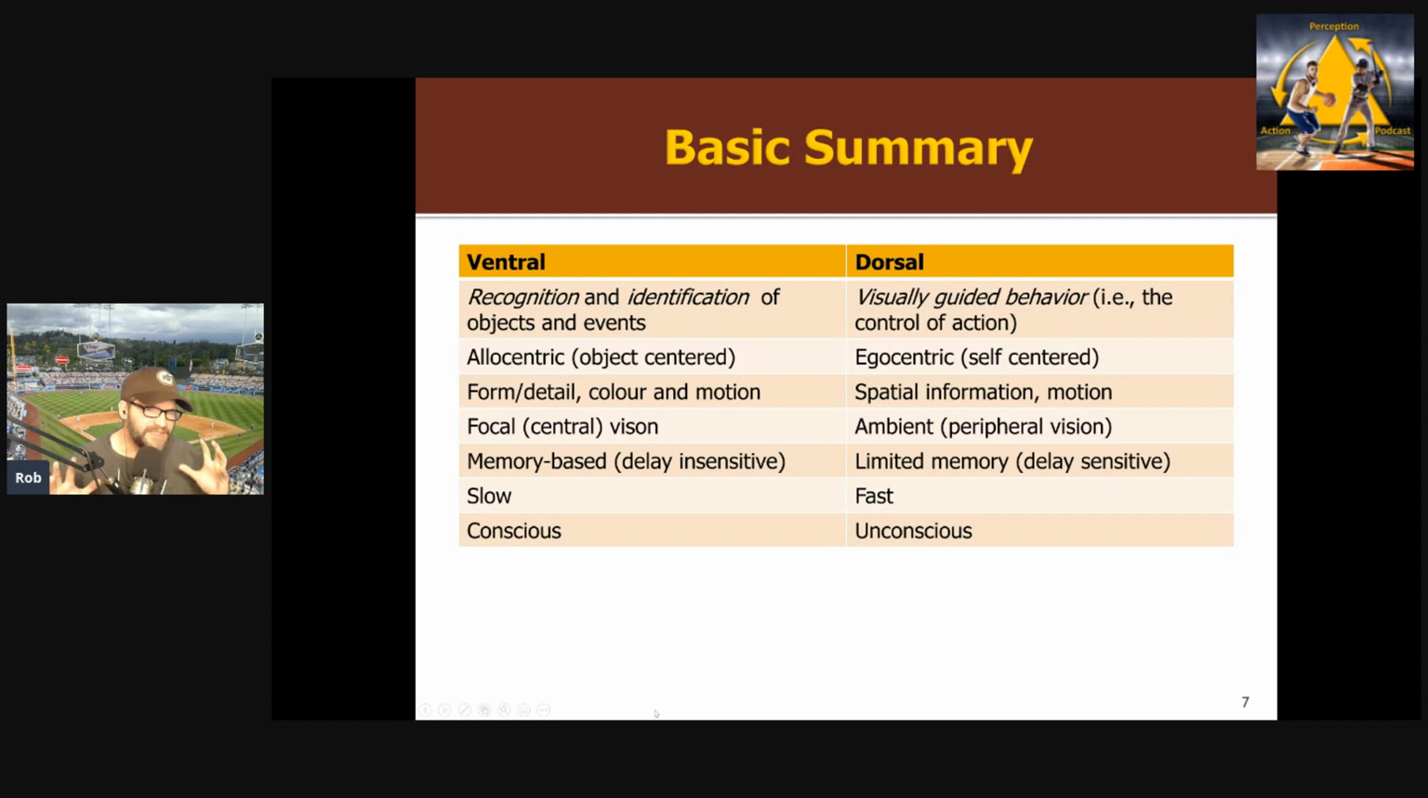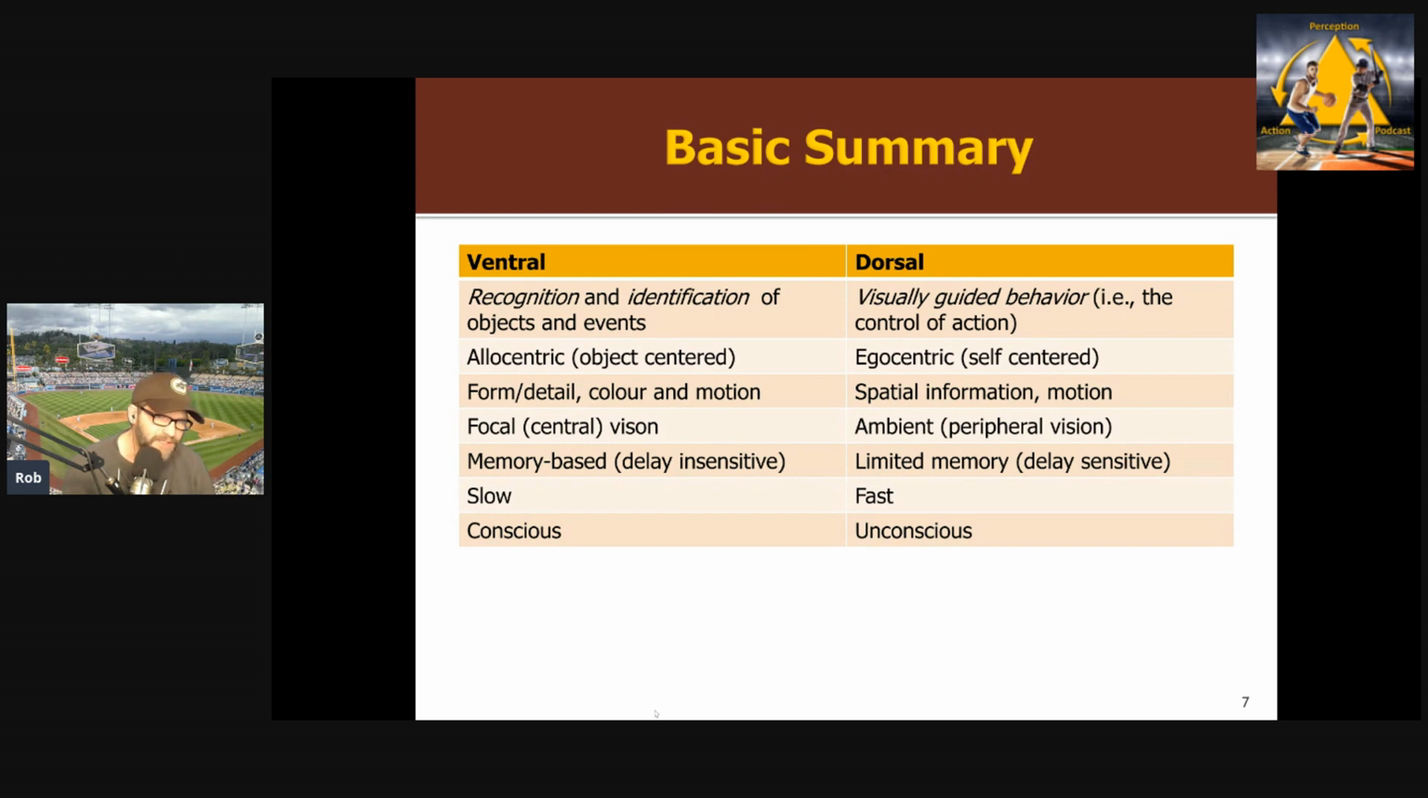The ventral stream is focal, right? It's talking about central vision, right? High resolution central vision. The ventral stream is memory based. It brings in memories. That's how you recognize things, right? By pulling in memories. For that reason, it's relatively insensitive to delays, right? If we have a long delay between showing you something and asking you to say something about it, like judge a size, you don't really see much impairment. The ventral stream is relatively slow because you have all this processing going on in memory, and for the most part, it's conscious. Right.